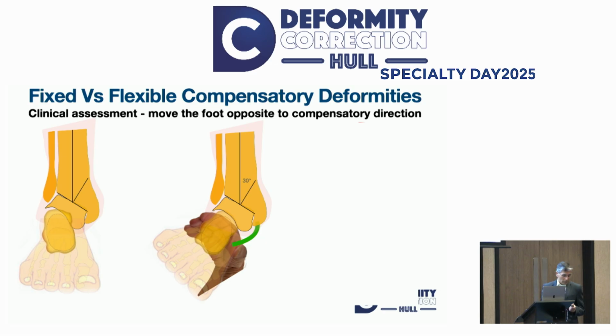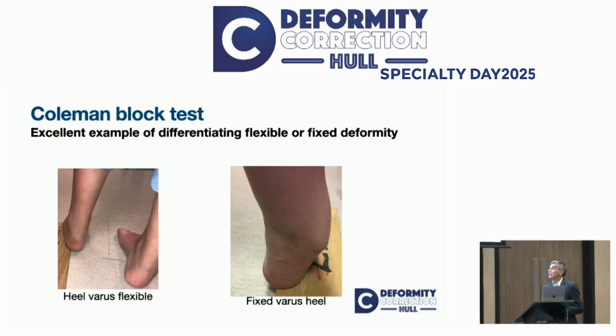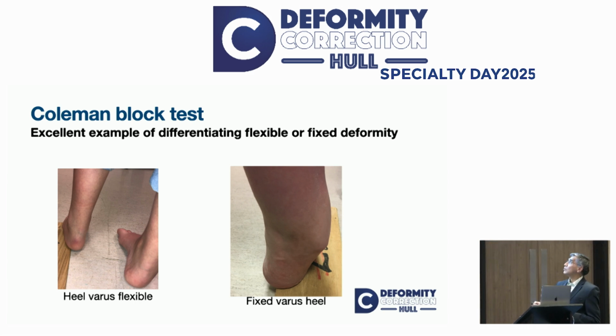Why is it important? So look at this. If the deformity is fixed and you correct the valgus deformity, you suddenly unmask that varus of the heel. It's not correctable. Then you have to incorporate that into a calcaneal osteotomy. And this Coleman block test shows whether the heel is correctable. This is a child, very correctable, whereas in an adult it is fixed. So these are fixed compensatory deformities.